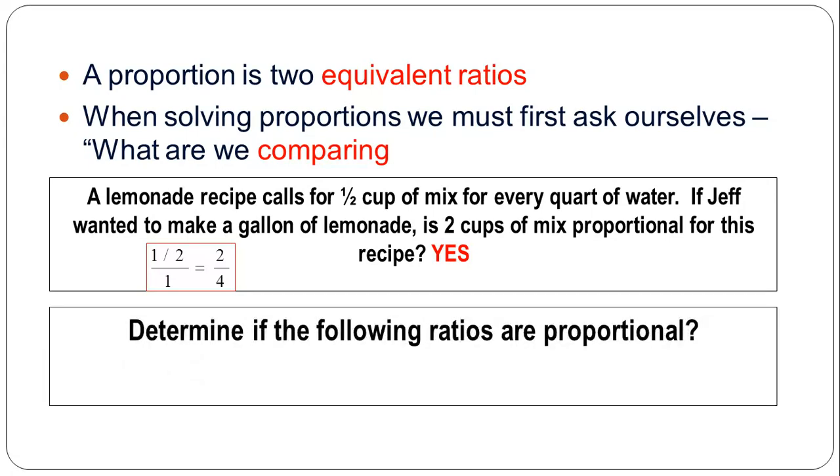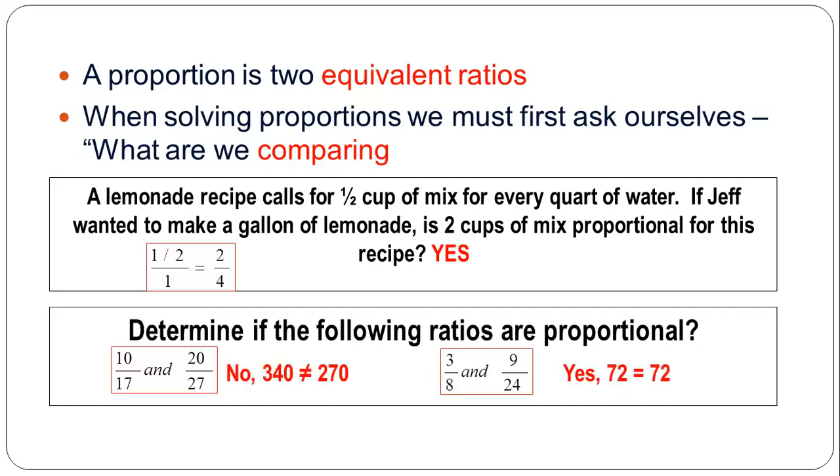Now, determine if the following ratios are proportional. 10 over 17 and 20 over 27, 3 over 8 and 9 over 24. No, kasi ito yung may cross multiplication tayo dito. So halimbawa, 10 times 27, that is 270, and 17 times 20 is equal to 340, and that is not proportional. Dito naman, yung 3 times 24 natin ay 72 and 8 times 9 ay 72. We follow cross multiplication, no? Cross multiply.